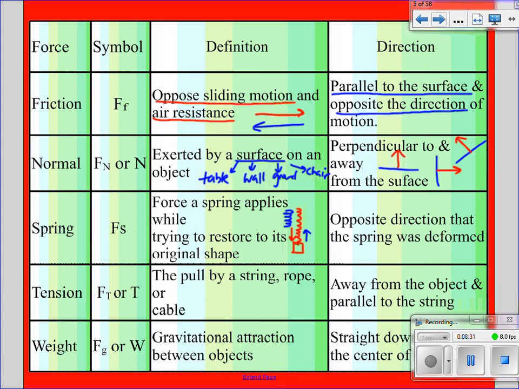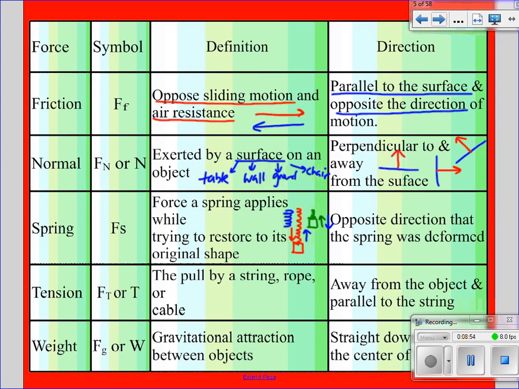What if instead of taking the spring and stretching it, I squished the spring in? So something like this. Okay? I pushed the spring in, so it makes sense that the spring would want to push back out or away. So the force of the spring is always going to be opposite the direction in which the spring was deformed. If it was stretched down, the spring force will pull up.